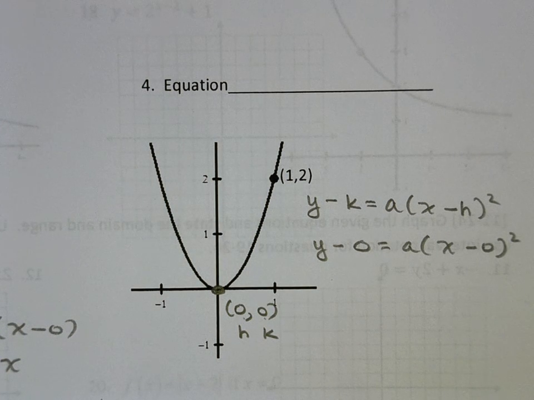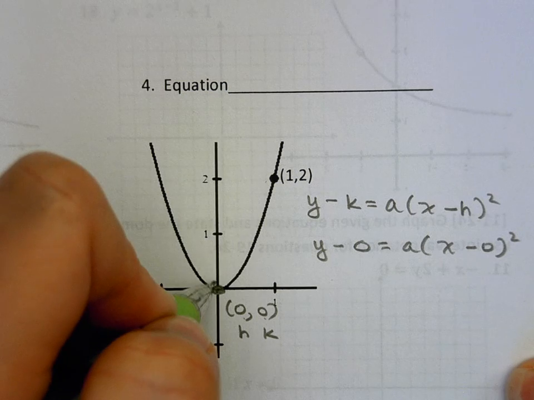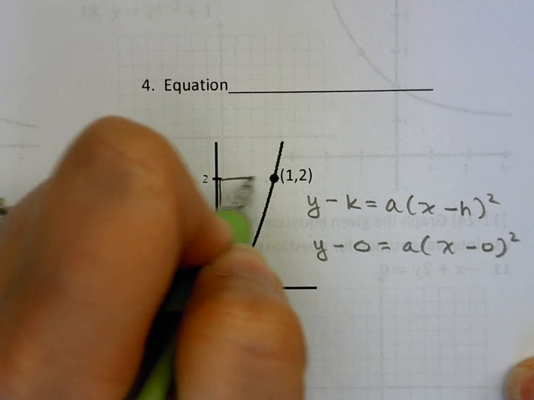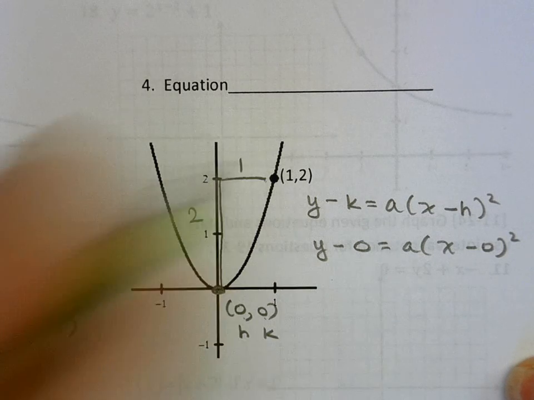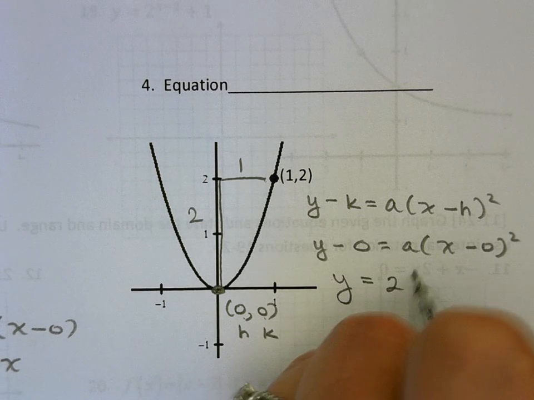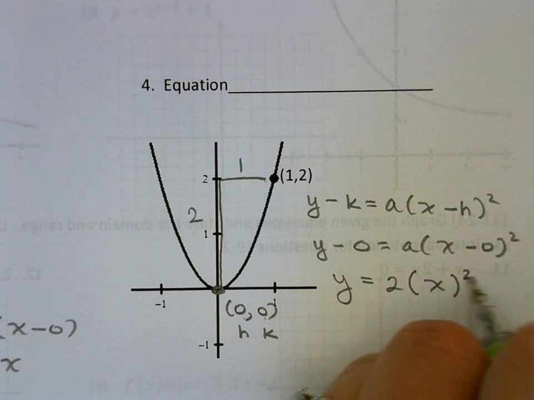And I still have to find my stretch. So if I go from the vertex to the marked point, I'm going up 2 and over 1. So I know a would be 2. I don't need to have y minus 0. I can just leave that as y. And I don't need to have x minus 0. I can just leave that as x.